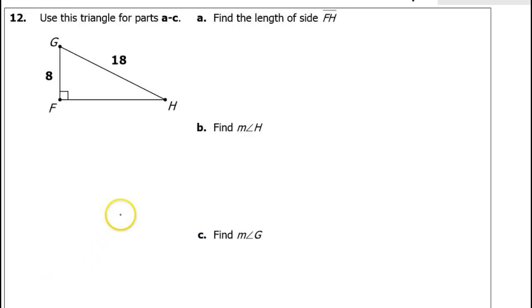Okay, so for number 12, we're going to use the same picture to find a number of different things. So first, we need to find the length of side FH. So I'm just going to call that x for a moment.